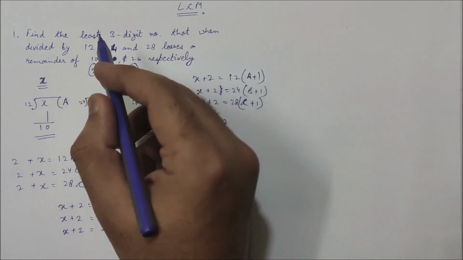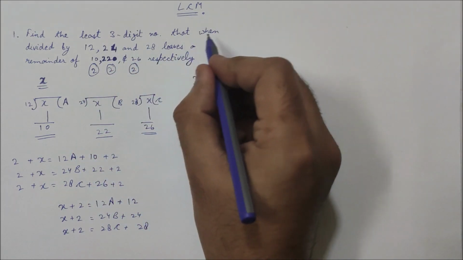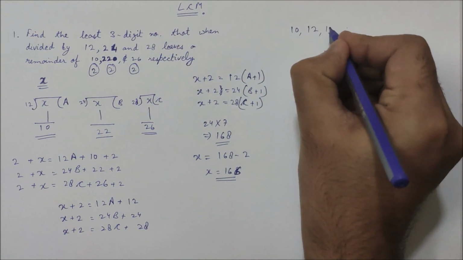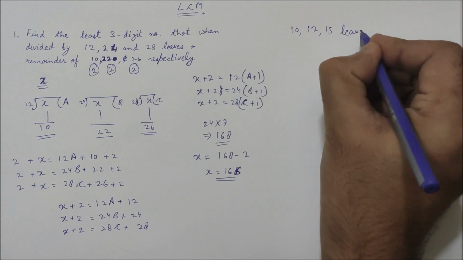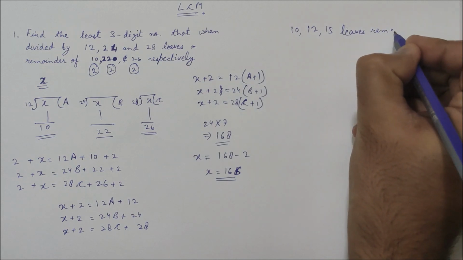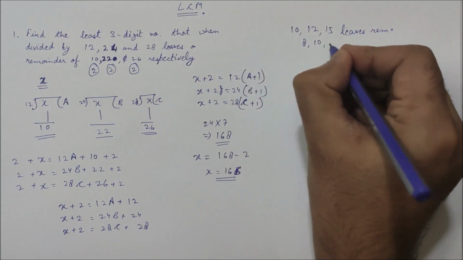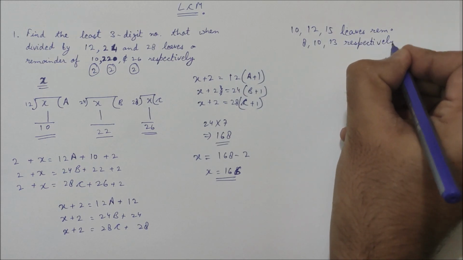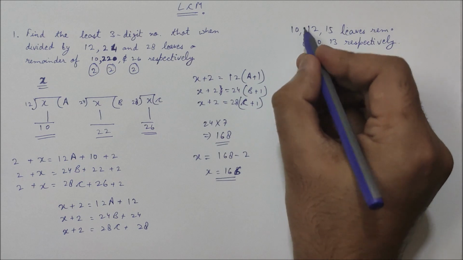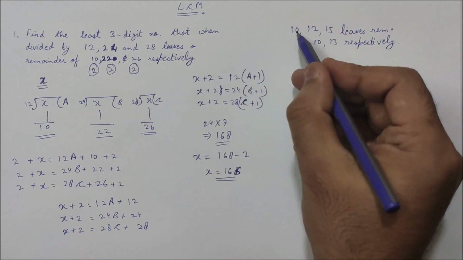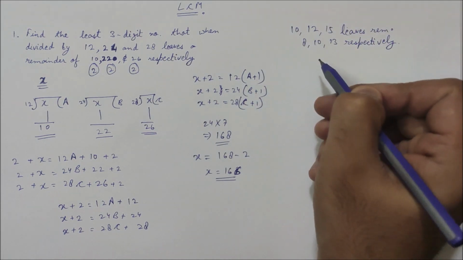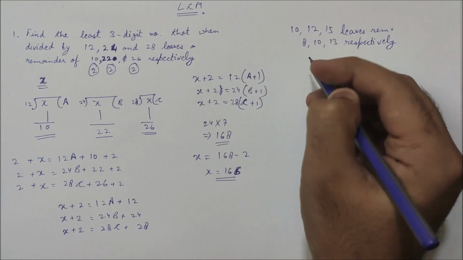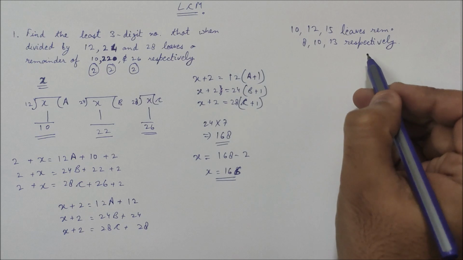So if I had the question, find the least 3-digit number that when divided by, let's take 10, 12 and 15 leaves remainder, I can take 8, 10, 13 respectively. Okay, so in this case again the negative remainder is 2. Right, 10 minus 8 is 2, 12 minus 10 is 2, 15 minus 13 is again 2. So the negative remainder is 2, which is same in all the cases.